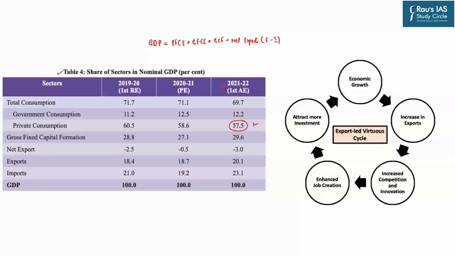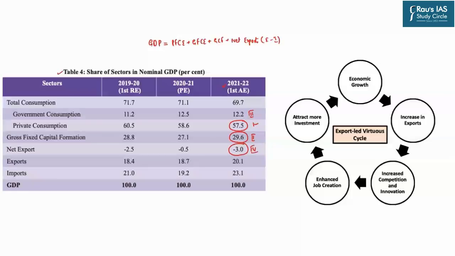And this is followed by the gross capital formation, which accounts for almost 30% of India's GDP. And this is followed by the government final consumption expenditure, which accounts for 12% of GDP. And at last, we have the net exports, whose contribution is actually negative. It is minus 3% of India's GDP.